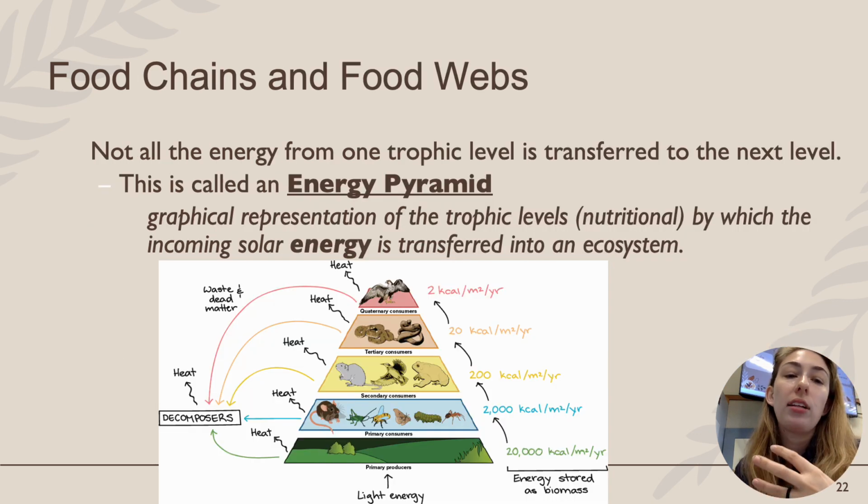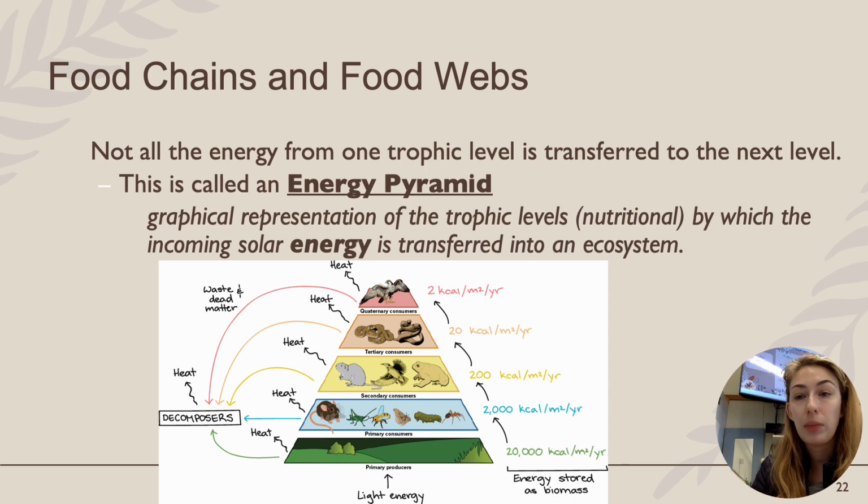So not all the energy on one trophic level is transferred to the next level. I said this before, I'm going to say it again. Only about 10% of energy is moved on to the next level. So this right here is an energy pyramid. It's a graphic representation of that flow and transfer of energy. 90% of energy is going to be lost in the form of heat. So if I start with 20,000 kilocalories, to the next level I'll only get 2,000. To the next I'll only get 200. From there I'll get 20 and then to 2 because only 10% is going up to the next level.